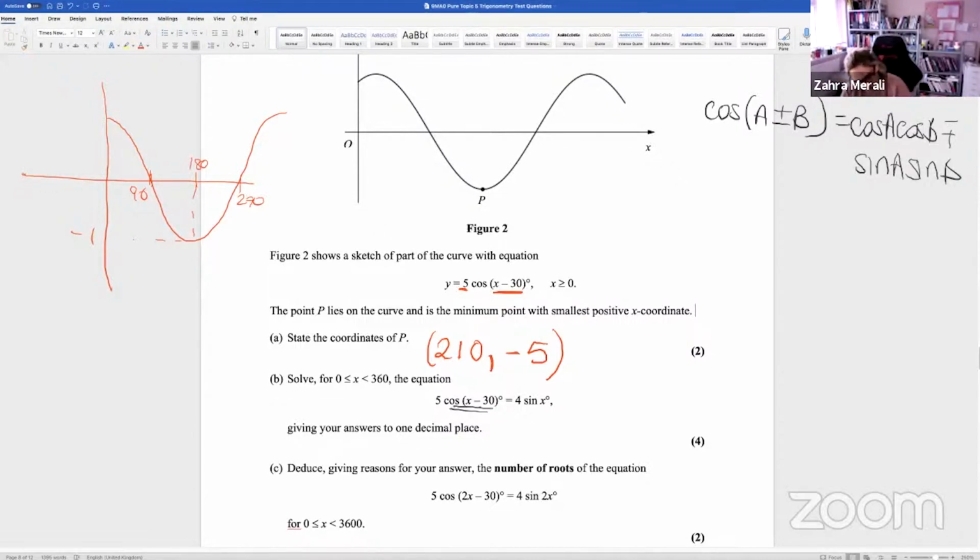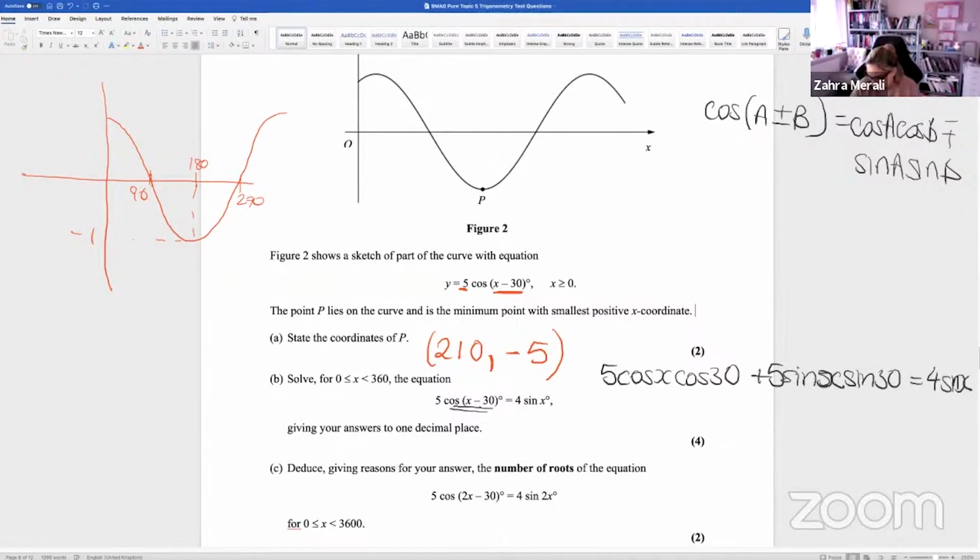So let's open it out. We end up with 5 cos x cos 30. Instead of minus, we're going to use a plus. 5 sine x sine 30. And that's equal to 4 sine x. Okay.